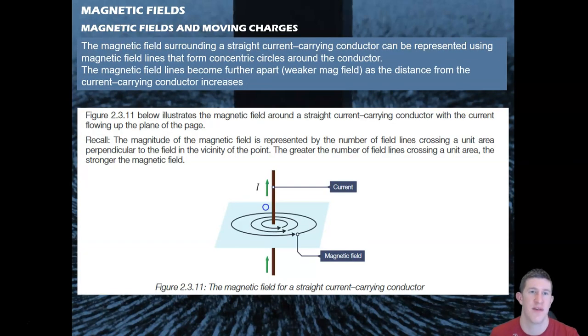The magnetic field surrounding a straight current-carrying conductor can be represented using magnetic field lines that form concentric circles around the conductor. The magnetic field lines become further apart, which tells us that it's a weaker magnetic field, as the distance from the conductor increases. You can see this picture here represents that. We've got a current-carrying conductor coming up, and you can see this magnetic field representation looping around the conductor.